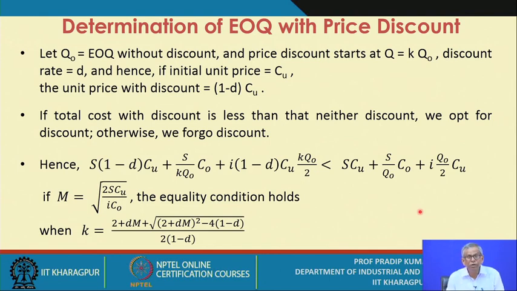Now, continuing our discussion on the EOQ determination with price discount. We have explained the phenomenon, and we have mentioned that there are two types of situations you come across. The first one is single price break, and the second one is multiple price break.